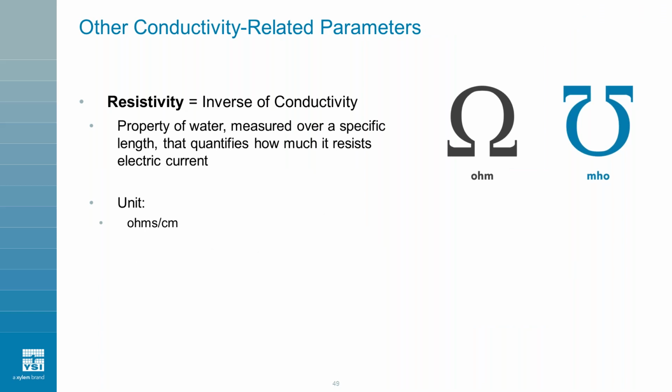I do want to touch briefly on resistivity, even though no one in this audience seemed to be interested in it. But resistivity, as you remember, is the inverse of conductivity. So remember the ohm and mho. Resistivity is measured in ohms per centimeter.